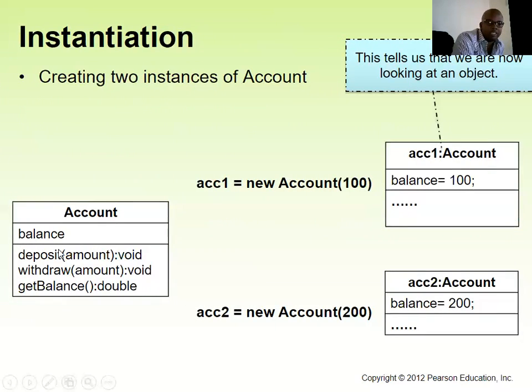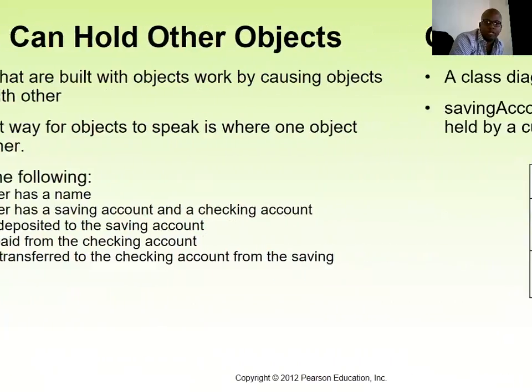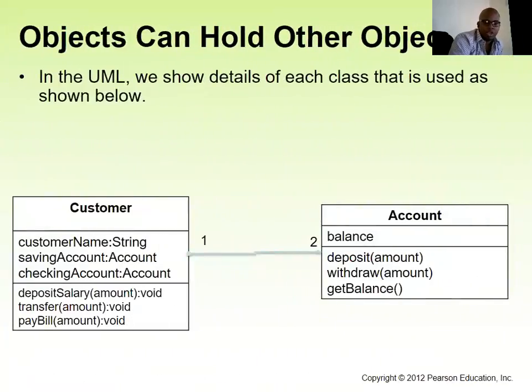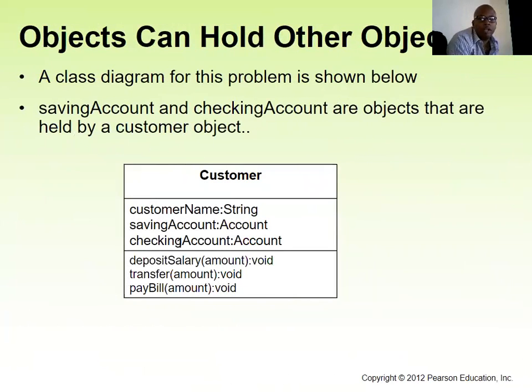Balance and these three methods. And same thing for savings account. Now, if you think about it, a customer may now have different things that they are able to do. For example, a customer might want to deposit salary, transfer some money from one account to the other, or pay a bill. Now, we don't know yet which account the deposit of the salary will go into, because we haven't defined that. We don't know which one the transferring is going to come from and go into, and so forth. But that comes later on when we actually write the logic for our method.